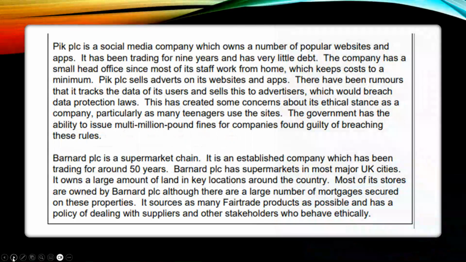Okay, so we've got some more information now. It says that PIC PLC is a social media company which owns a number of popular websites and apps. It's been trading for 9 years and has very little debt. So very little debt is a good thing, means that gearing is low and risk should be lower. The company has a small head office since most of its staff work from home, which keeps costs to a minimum. That's good for profits.